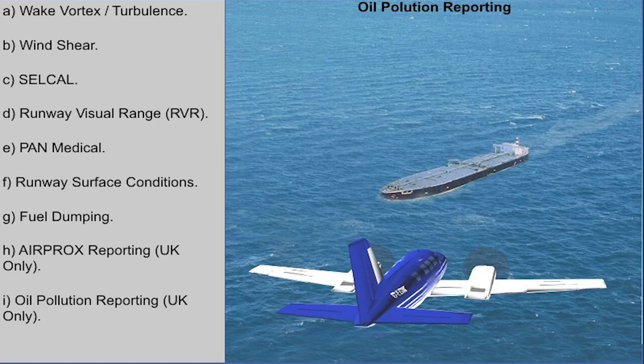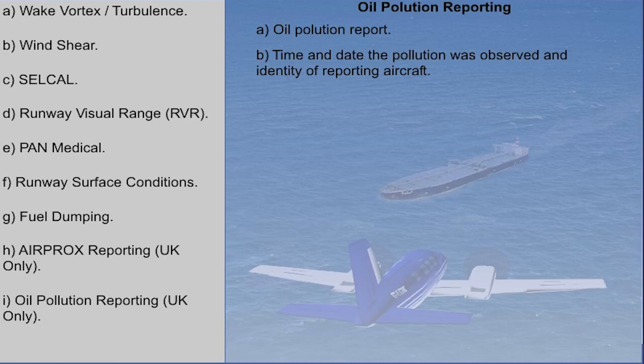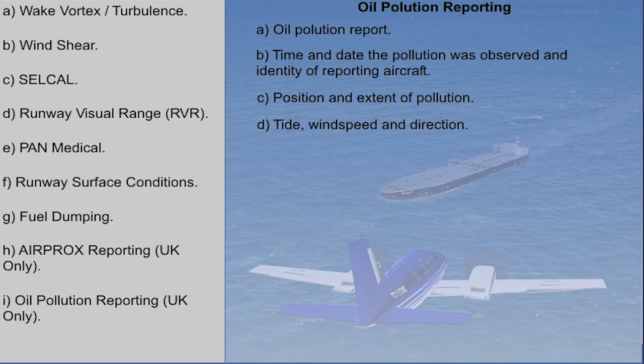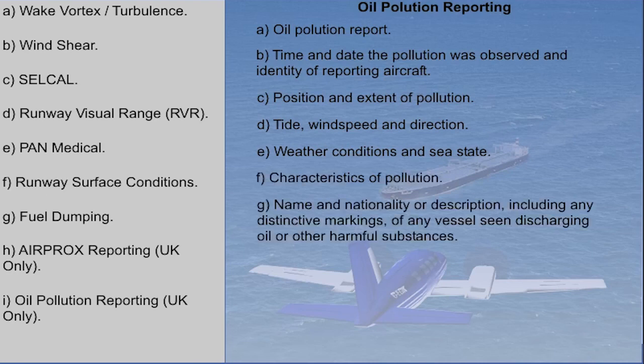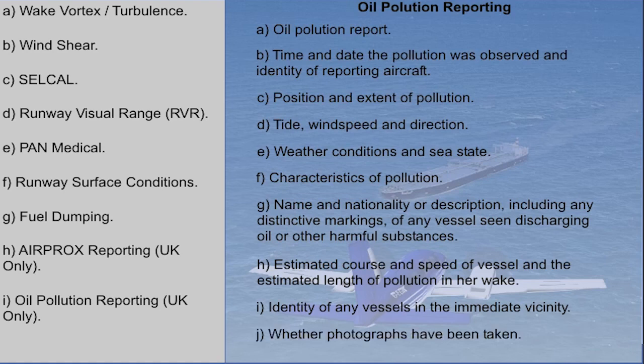RT report should contain the following: oil pollution report, time and date the pollution was observed, and identity of reporting aircraft, position and extent of pollution, tide, wind speed and direction, weather conditions and sea state, characteristics of pollution, name and nationality or description, including any distinctive markings, of any vessel seen discharging oil or other harmful substances, estimated course and speed of vessel, and the estimated length of pollution in her wake, identity of any vessels in the immediate vicinity, and whether photographs have been taken.